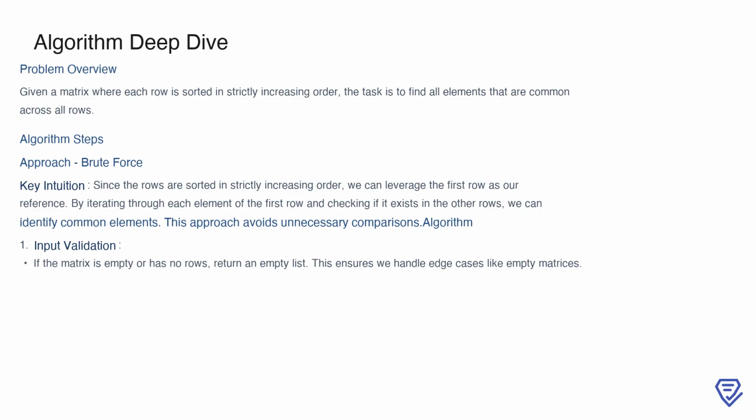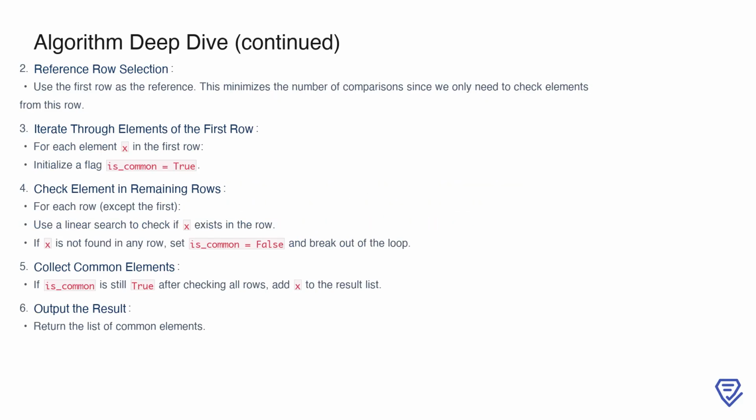To start, we handle edge cases, such as empty matrices or rows. If the input is invalid, we immediately return an empty list. This ensures the algorithm doesn't proceed unnecessarily when the input doesn't meet the basic requirements. Once we've validated the input, the algorithm begins by selecting the first row as the reference. This is a key step because it significantly reduces the scope of our comparisons.